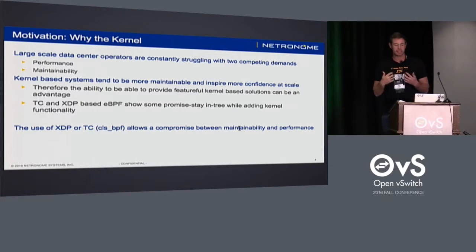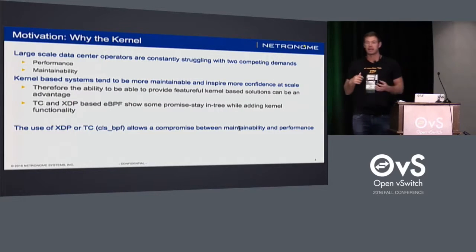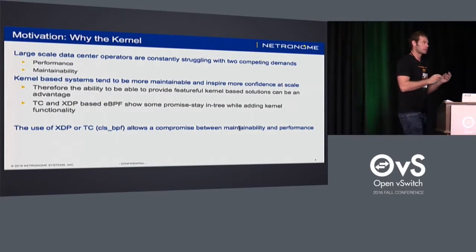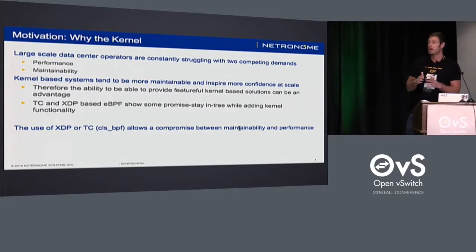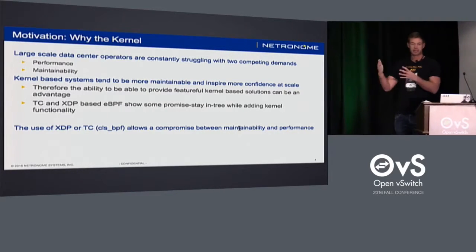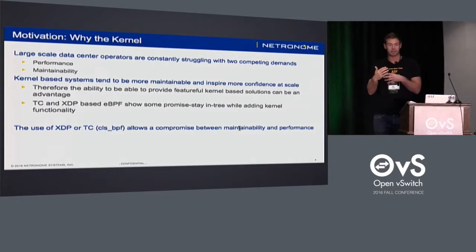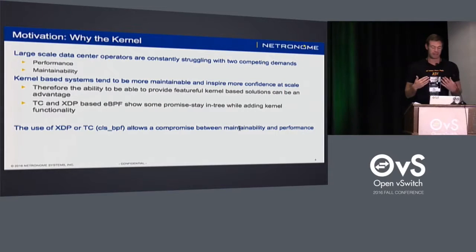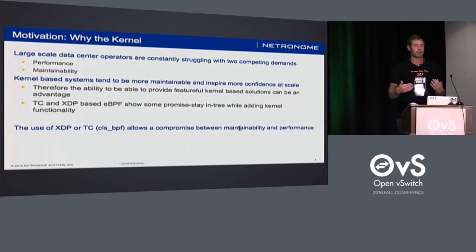Now, what TC and XDP-based eBPF give us is the ability to add these small programs into the kernel, to add this type of data plane development, which we haven't been able to do before. As Thomas said, it's the fastest way he's seen so far to develop and move these things into the kernel. It gives us a huge amount of flexibility, and a great compromise between maintainability and performance.